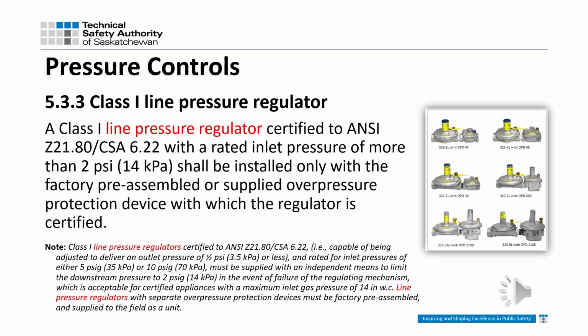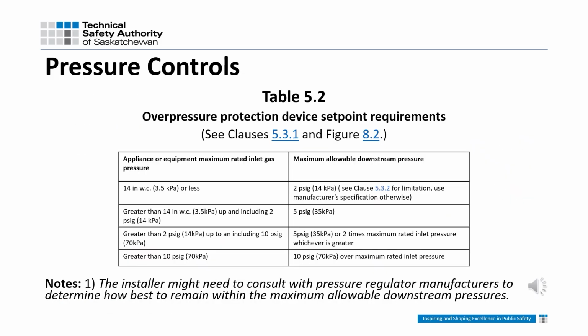Removal of Saskatchewan Codes of Practice Clause 5.3.4.1 has occurred due to changes in Table 5.2 in the B149.1, which states that 10 psi is the maximum that can be used over the maximum rated inlet pressure.